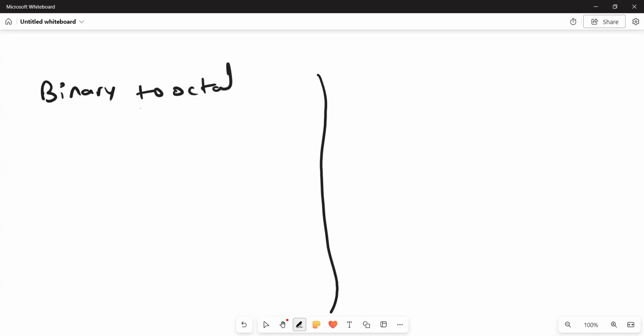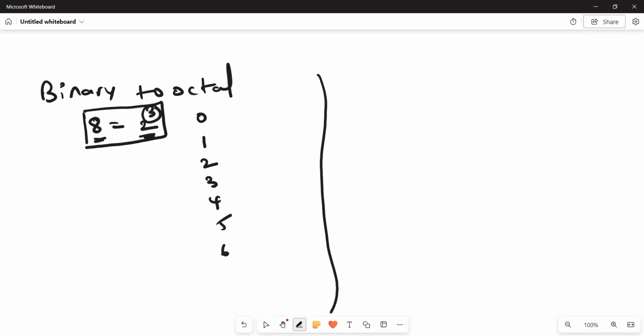There is a simple method to convert a binary number into its equivalent octal number. What is the radix of the octal number system? 8. And what is the radix of the binary number system? 2. What is the relationship between 8 and 2? 8 equals 2 cube. That means to represent one octal digit in binary, you require how many bits? 3 bits. So I'm writing the octal numbers and the corresponding binary numbers.